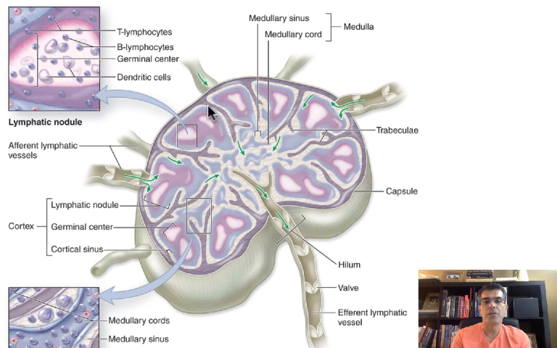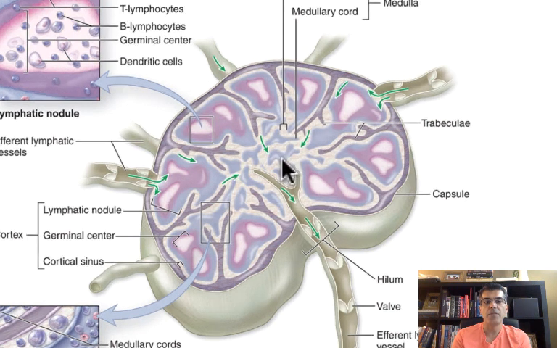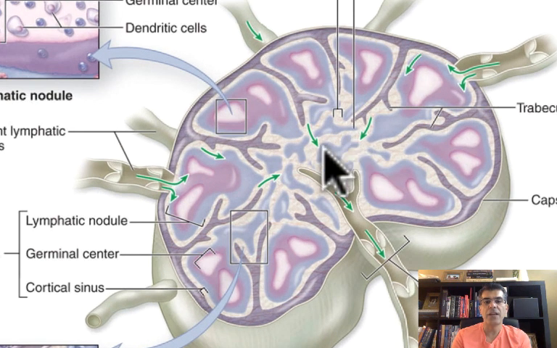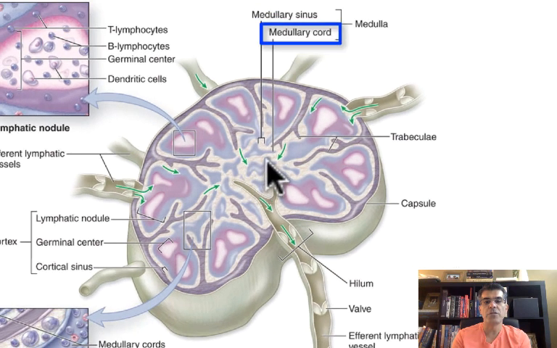The sinus in the cortex is called cortical sinus. The sinus in the medulla is called medullary sinus. So this white area you see here is a medullary sinus. And this white area here is a sinus, but it's called cortical sinus because we are in the cortex. Now in the medulla, you have a collection of lymphatic tissue. This collection of lymphatic tissue is called medullary cord.